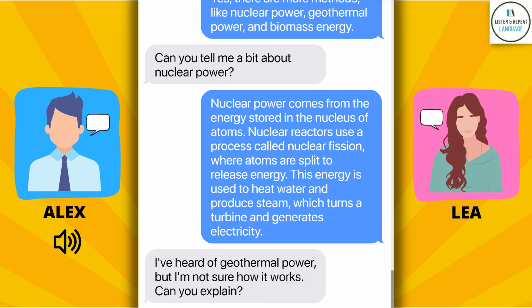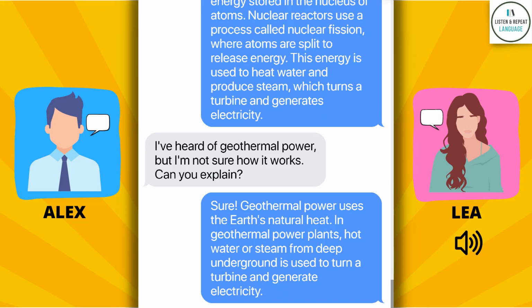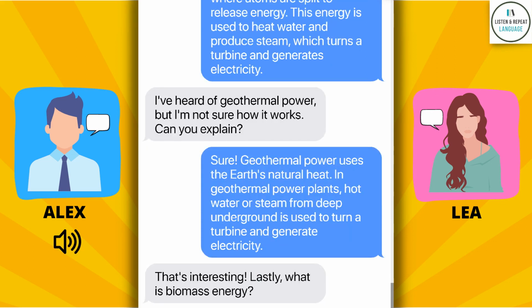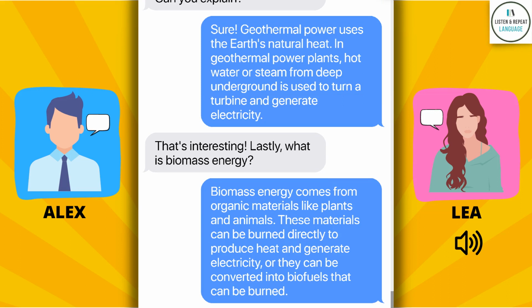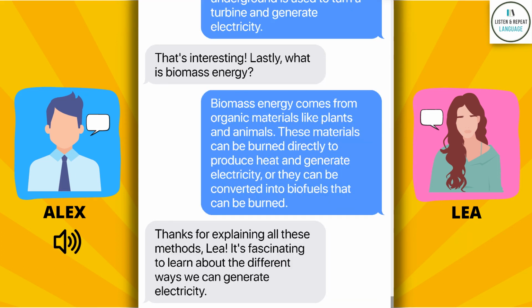I've heard of geothermal power, but I'm not sure how it works. Can you explain? Sure. Geothermal power uses the Earth's natural heat. In geothermal power plants, hot water or steam from deep underground is used to turn a turbine and generate electricity. That's interesting. Lastly, what is biomass energy? Biomass energy comes from organic materials like plants and animals. These materials can be burned directly to produce heat and generate electricity, or they can be converted into biofuels that can be burned.